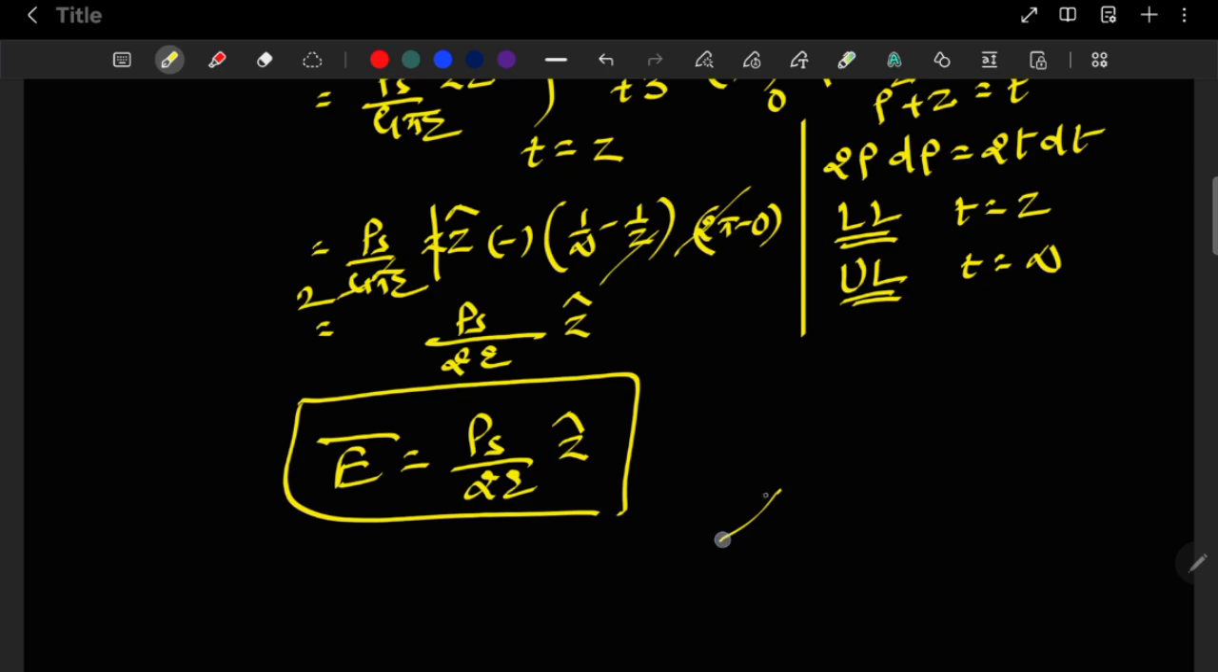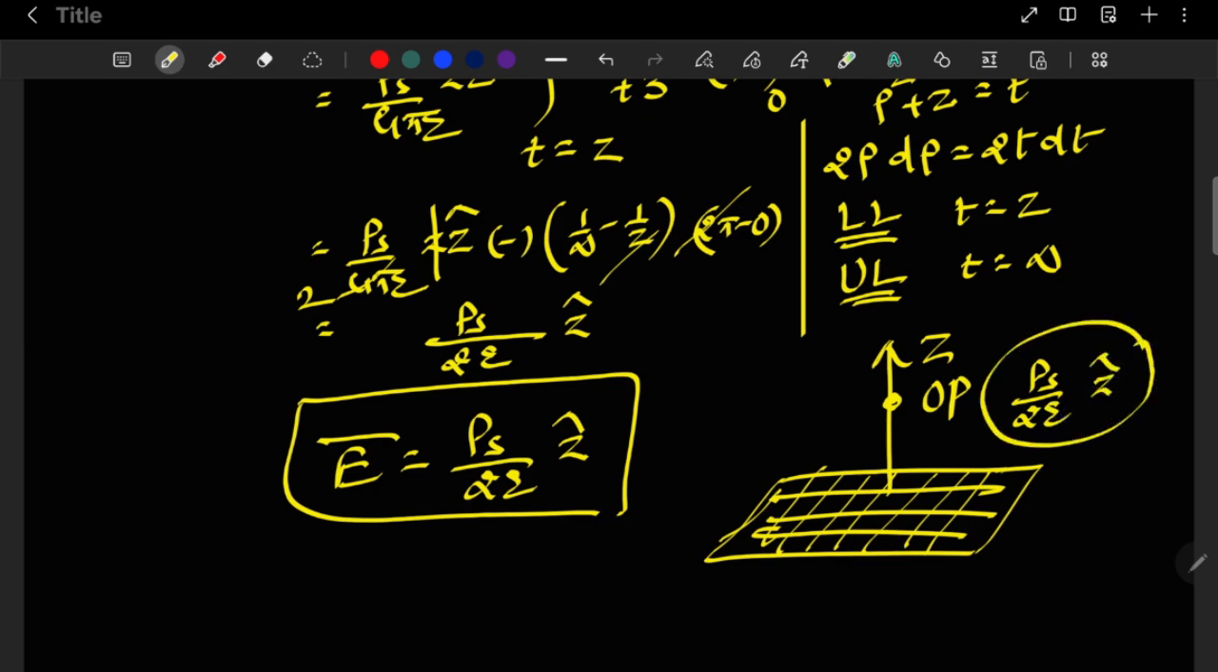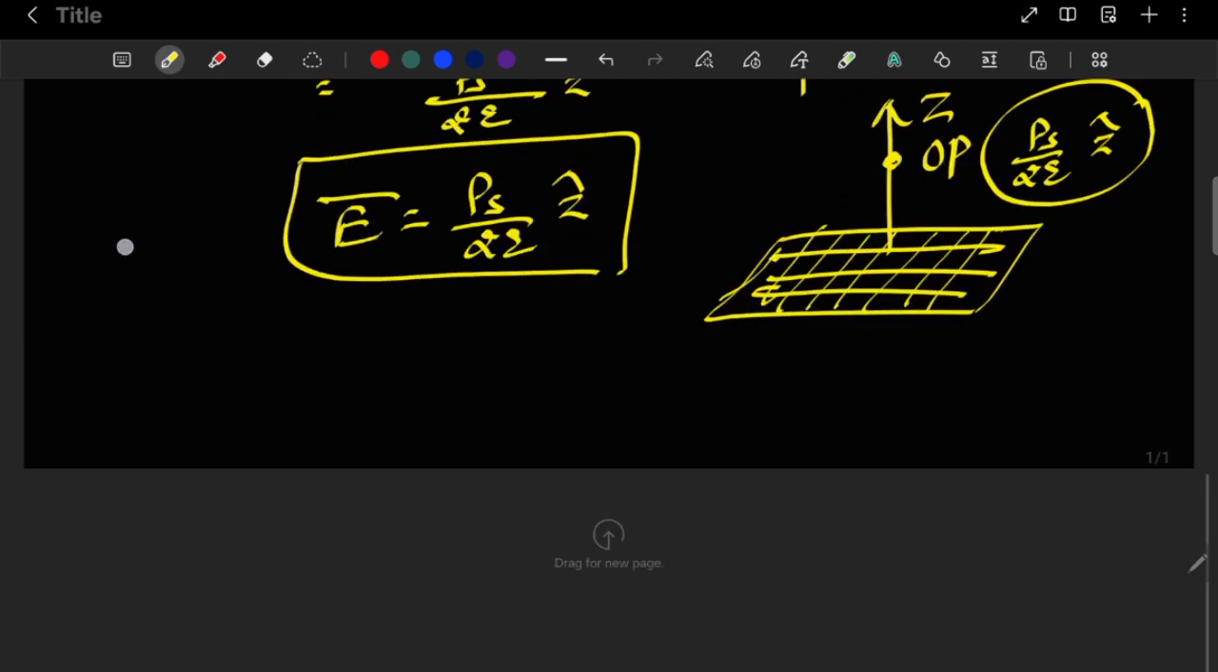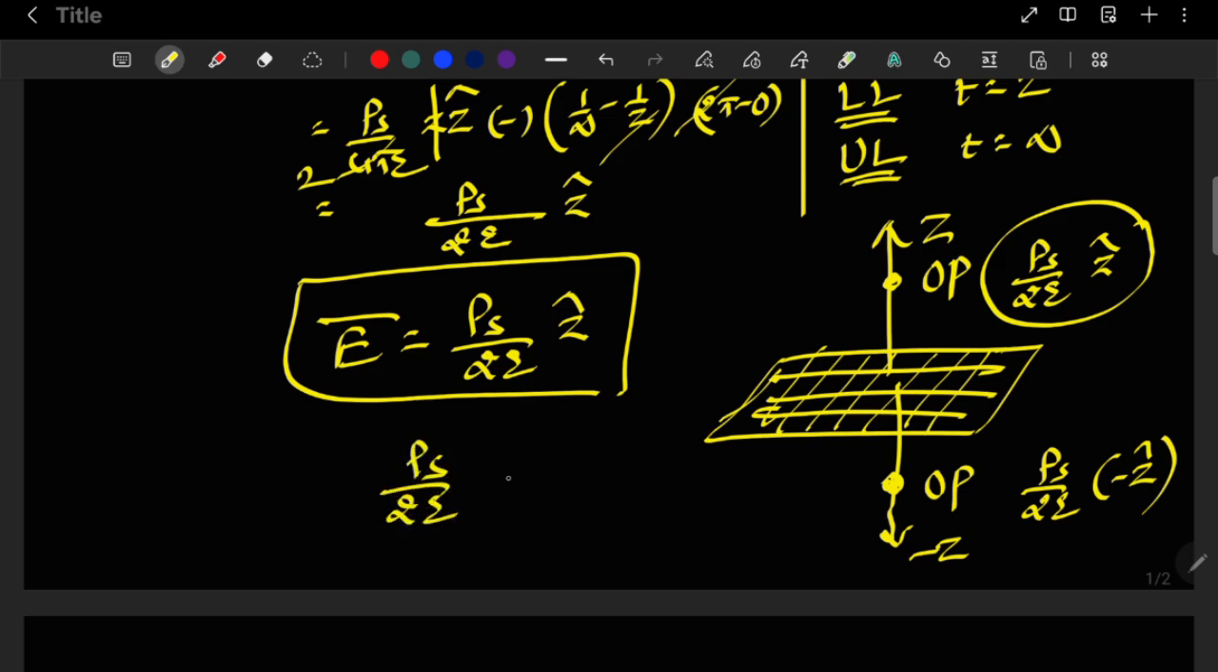If you remember the diagram, we have taken this infinite sheet on the xy plane, and the observation point is on the z axis. Here OP is there. Because of this particular sheet, we got the electric field rho s by 2 epsilon into z cap. This is the electric field. Instead of taking the observation point on the positive z axis, if you take it on the negative z axis, what will you get? If it is the OP, rho s by 2 epsilon into minus z cap you will get.